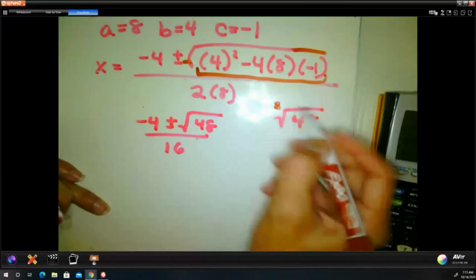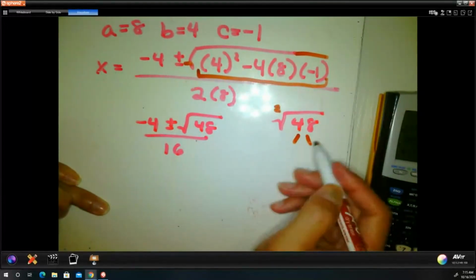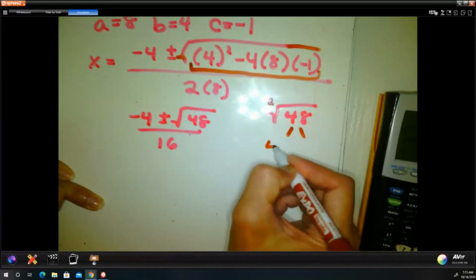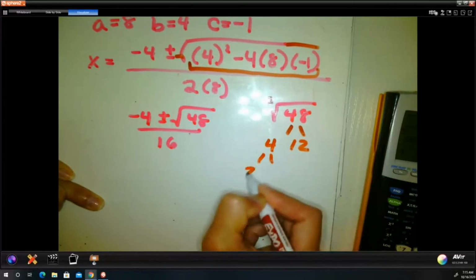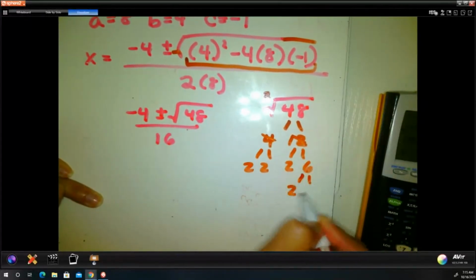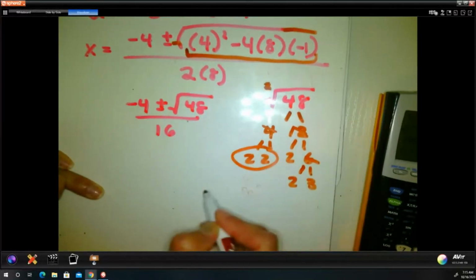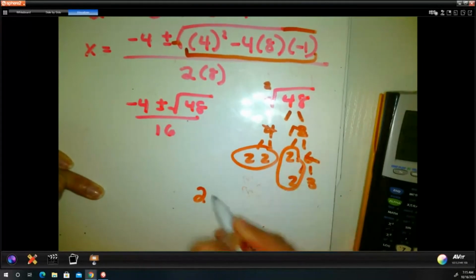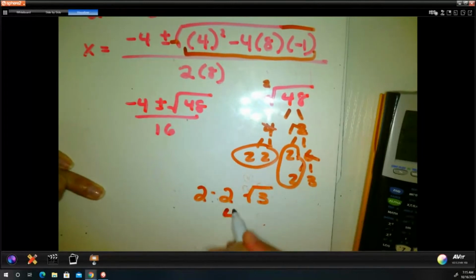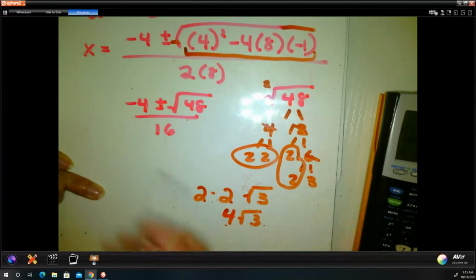The square root has a 2 here, so I'm going to look for pairs of 2. It doesn't matter how you start this. So I might see that 48 is 4 and 12. 4 becomes 2 and 2. 12 is 2 and 6. Cross them out probably as you go. 6 is 2 and 3. And I'm looking for pairs of 2. So one 2 comes out, another 2 comes out, and then I have the square root of 3. 2 times 2 is 4, square root 3. So to simplify the square root of 48, I get 4 square root 3.